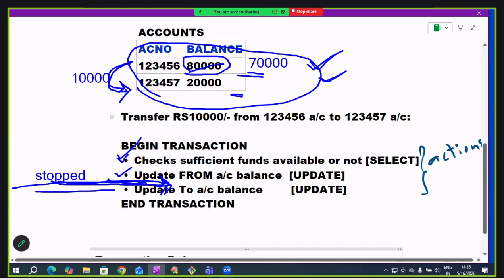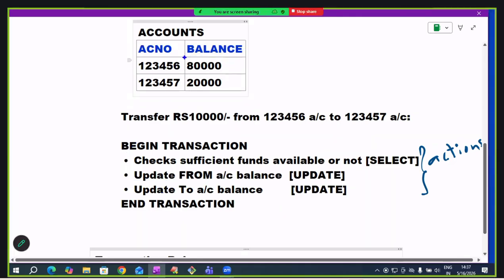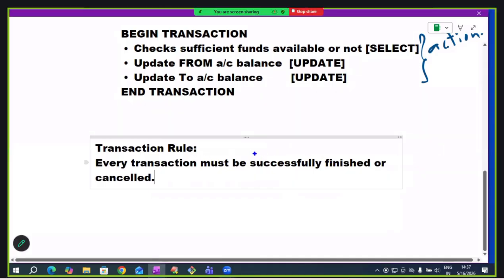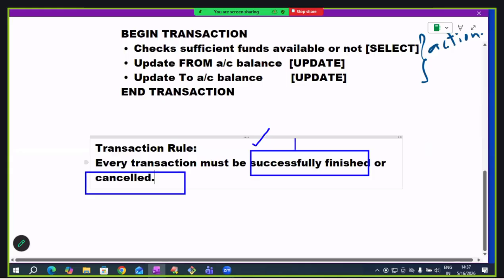So due to any reason, if a transaction stops in the middle, what do we have to do? Rollback. Rollback means all these actions will be cancelled. This action cancelled means again we are getting 80,000. Problem solved with rollback or not? So that is why the transaction rule is that every transaction must be successfully finished or cancelled, but it should not be stopped in the middle. If it is stopped in the middle, we get inconsistent data in the database. If a transaction is successful, to save it, use commit. If a transaction is unsuccessful, to cancel it, use rollback. That's it.